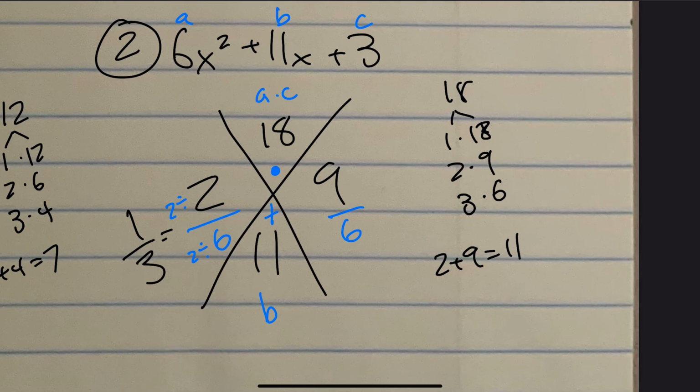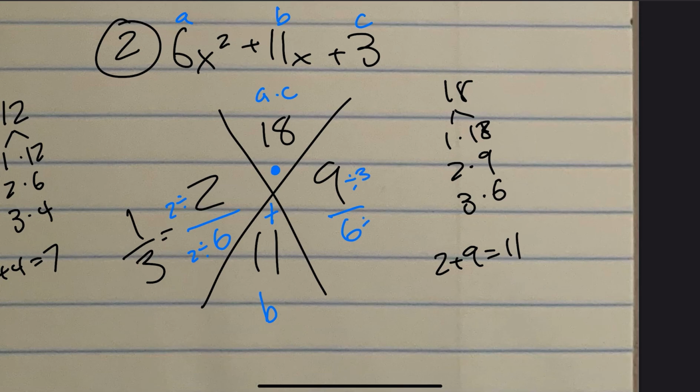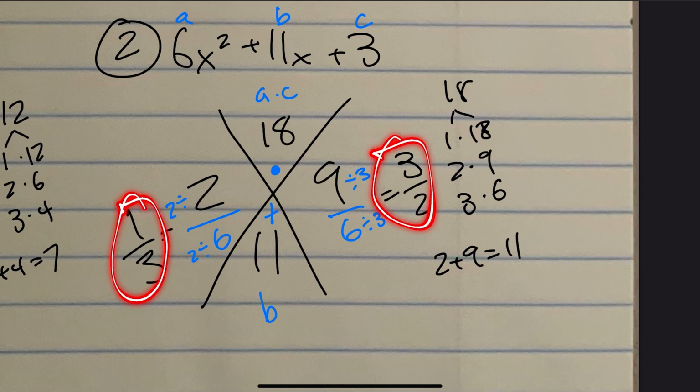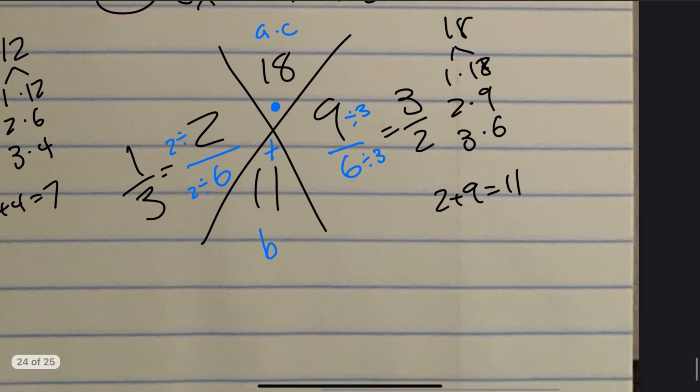So let's do that to the other side. We have 9 and we have 6. Now, what number will go into 9 and 6? That's going to be 3. So I'm going to divide by 3, divide by 3. We got a 3 on top and a 2 at the bottom. Cool. My new numbers are going to be 1 over 3 and 3 over 2.